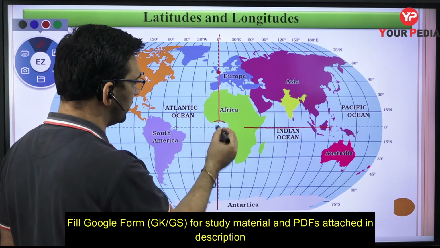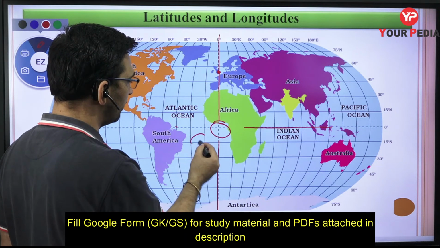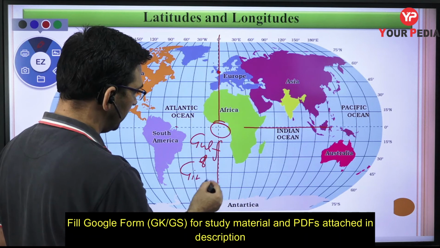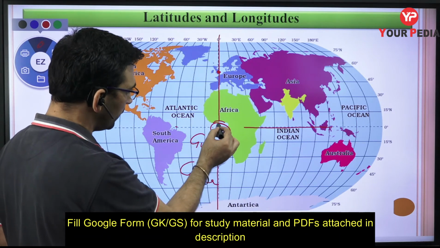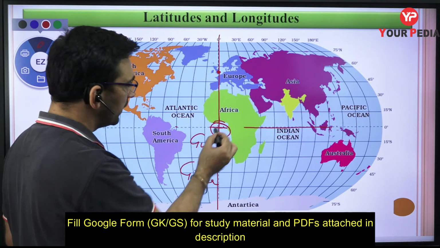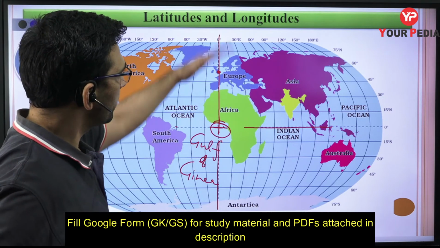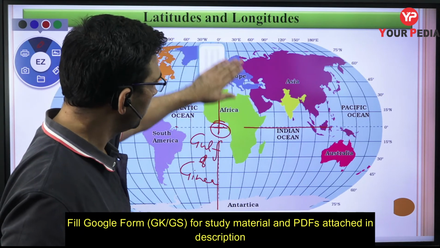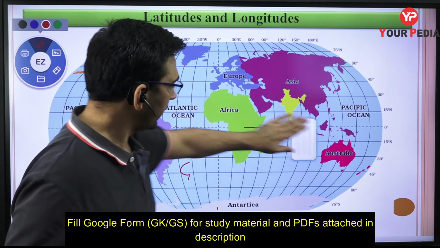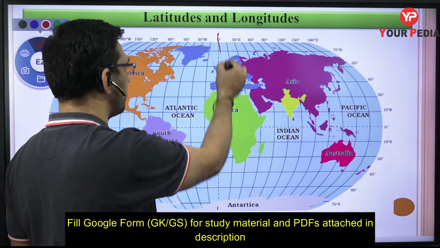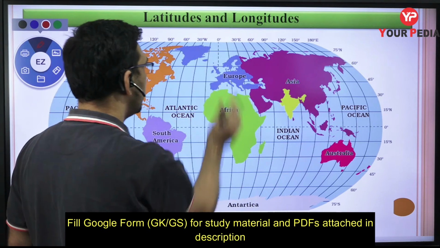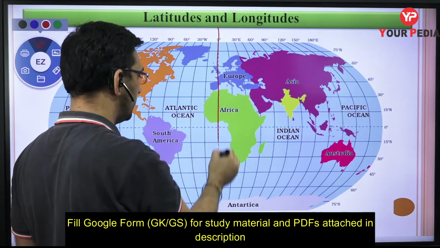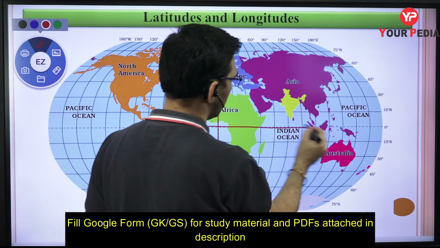This location is what we call the Gulf of Guinea. So at the Gulf of Guinea, the equator crosses the prime meridian. You should know this factual information. And in terms of where India is located, since the prime meridian is over here, India lies entirely in which hemisphere? The northern hemisphere.